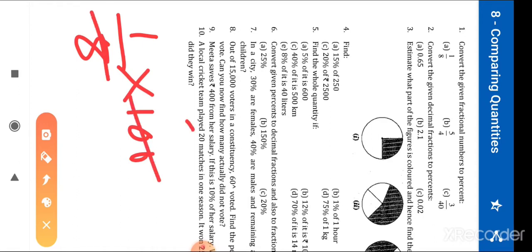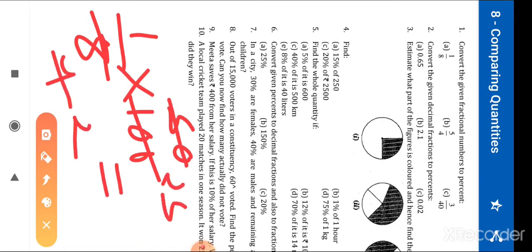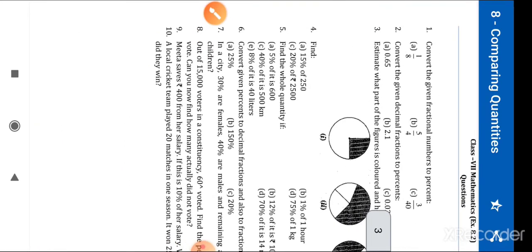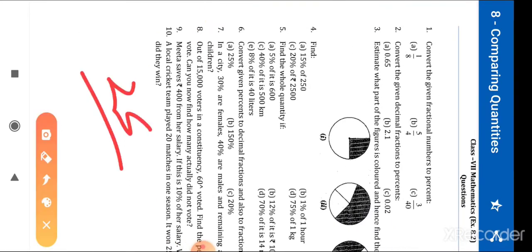After simplifying this, we have 25 by 2, or we can write this as 12.5%. In the same way, you can solve the second and third parts of the first question. Now move to the second question.